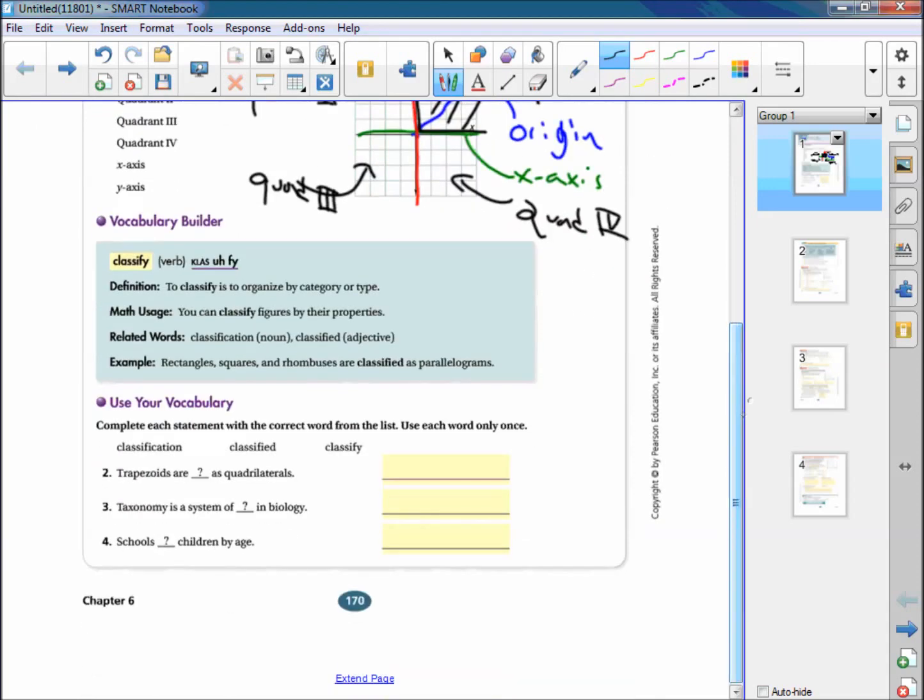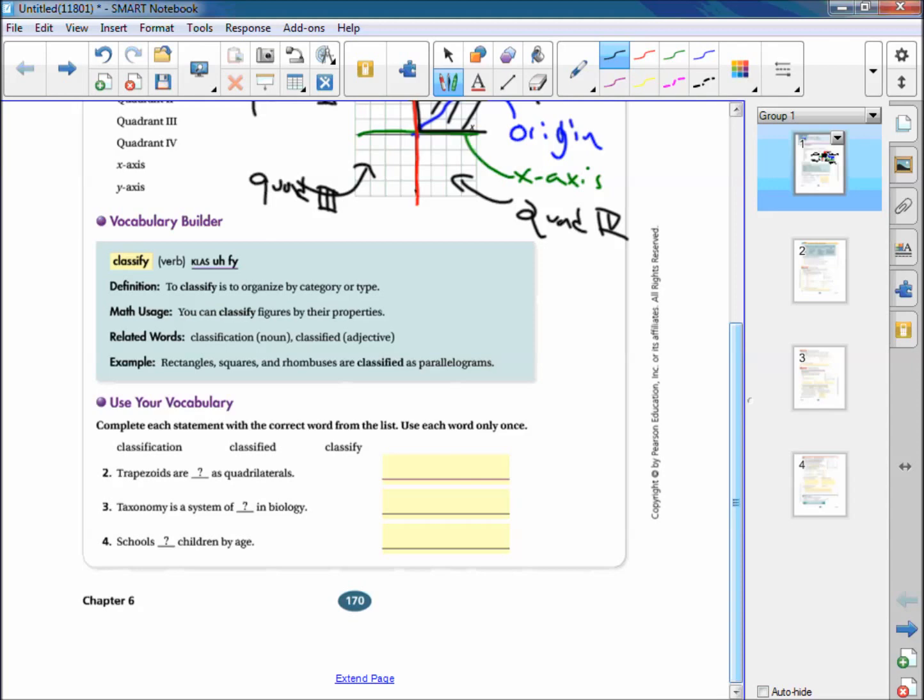So definition, to classify is to organize by a category or type. Math usage, you can classify figures by their properties, which we've been doing a lot of for our quadrilaterals. Related words, classification is a noun and classified is an adjective. So example, rectangles, squares, and rhombuses are classified as parallelograms.